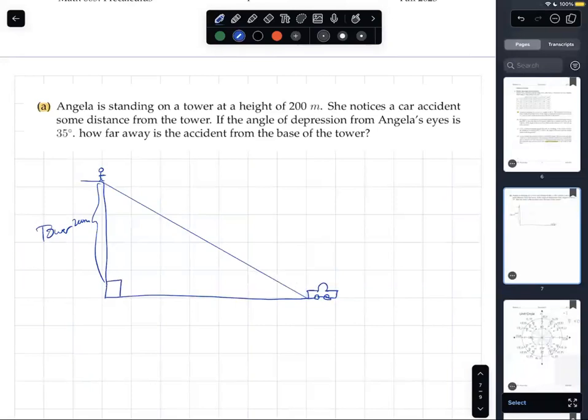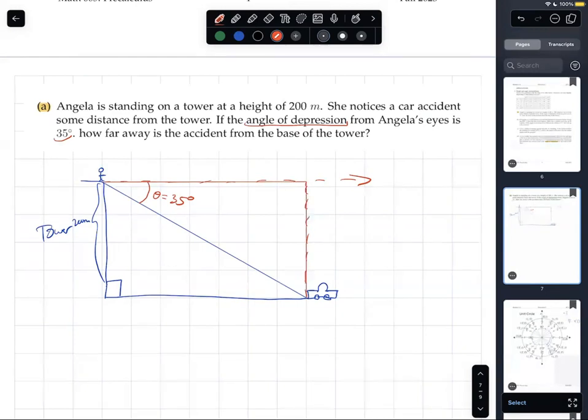And so we get a right triangle here. But then we're told the angle of depression is 35 degrees. So when we talk about the angle of depression, we're talking about from the horizontal. So imagine Angela looking in this direction. The angle of depression is how far she would have to tilt her head downward, 35 degrees from the horizontal, to see the accident. So we could actually draw another triangle. And so hopefully you can see it there in red.